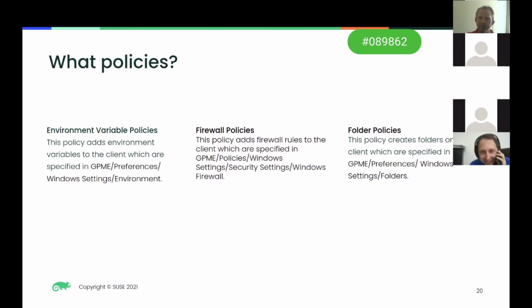Environment variables are policies. These add environment variables to the client. These are also variables that have been specified in Group Policy Management Editor to be applied to Windows clients. You've got firewall policies that add firewall rules to the client, which come from the Group Policy Management Editor policies also in Windows Firewall. And then we have folder policies. These are kind of nice. They create folders on the client, which are specified by the Group Policy Management preferences.